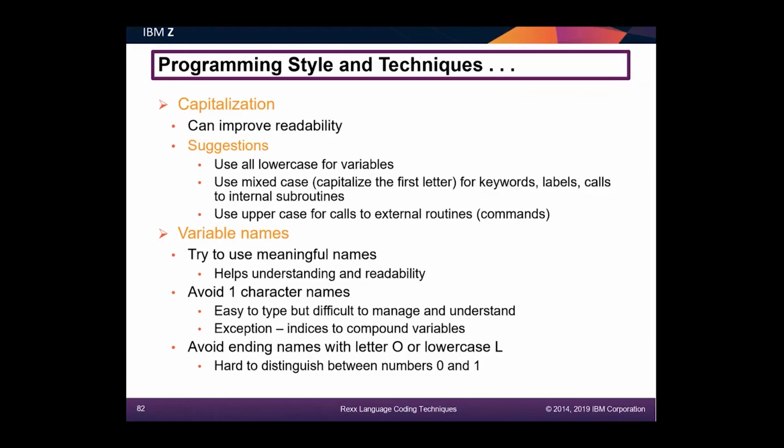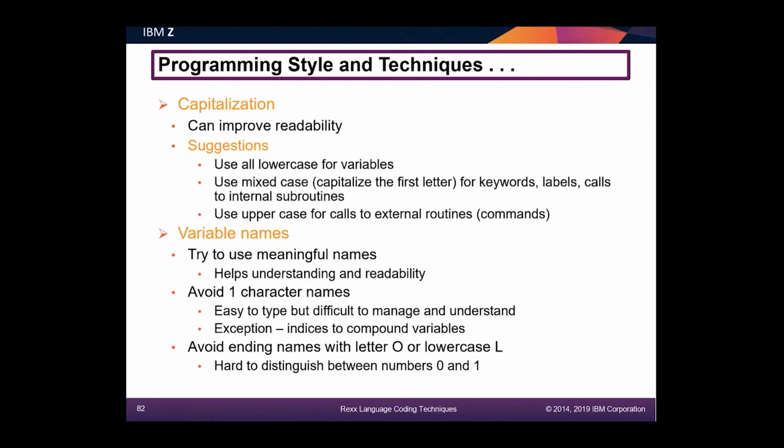There's no 8-character limit in Rexx, so we don't have to worry about that. We can actually use real words. And the exception I have to the 1-character name is when you're using them as indexes to a compound variable or a stem variable. So you'll notice in the presentation, my do loops, I said do j equals 1 to whatever, right? Do i equals 1 to whatever. I think that's perfectly fine to have a single character there just to indicate that it's an index.